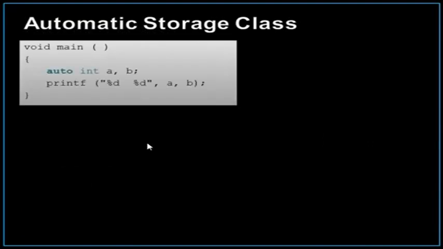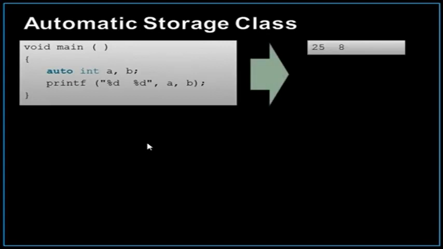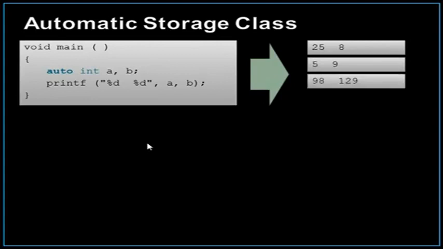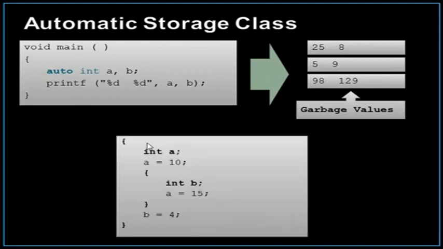Now let us look at the automatic storage class. Take this program, void main. You declare auto int, automatic integer variables a and b, and you print the values of these two variables. The first time you run the program, you might get the values 25 and 8. The second time, you might get other values, and the third time again different ones. These values are not fixed. These are called garbage values. So the initialization is a garbage value for an automatic integer variable.